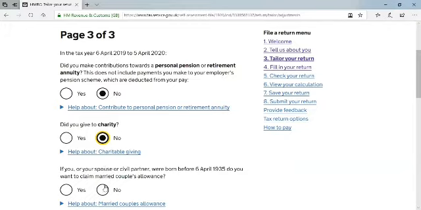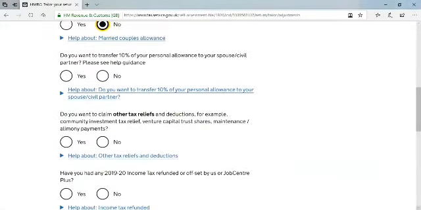No, in this case. If you're born before 1935 and you're married, you used to be able to get a married couple's allowance, but it's not applicable anymore. So unless you're over 85, that's not going to apply to you. Next one, do you want to transfer 10% of your personal allowance to your spouse or civil partner? Again, most people this won't apply to, because contractors tend to have fairly large income. But if you were earning less than the 12,500 personal allowance, then you can tick this box yes and transfer some of your allowance to your spouse or civil partner. But again, for us, it's going to be a no.